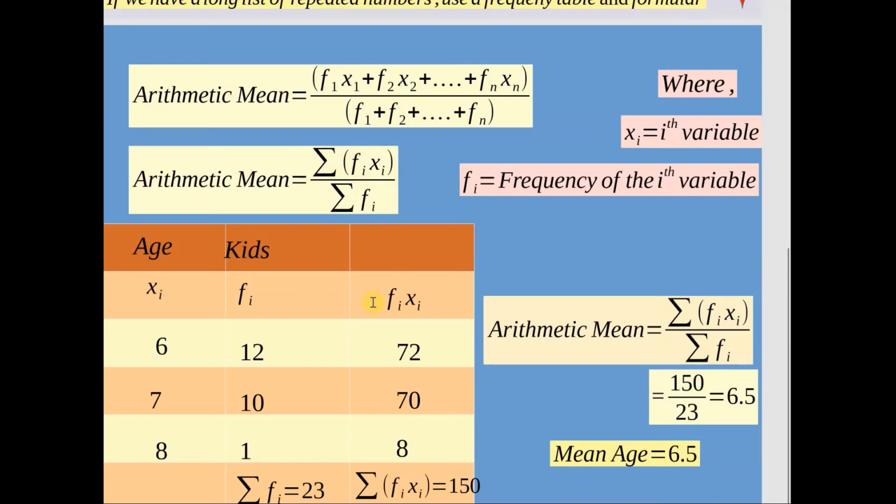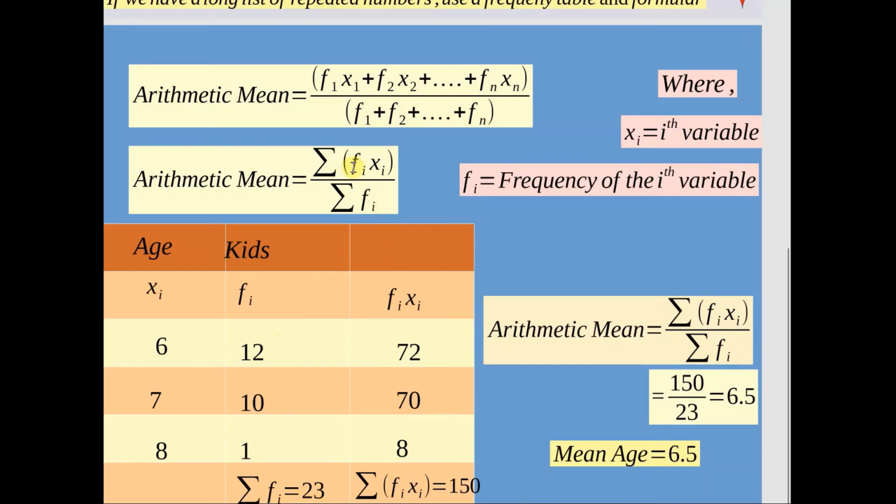xi by fi. So I do 6 times 12, I get 72. 7 times 10, I get 70. 8 times 1, I get 8. Now I need to find the total number of children in the class, so I just sum the fi's together and I get the summation of fi is 23.